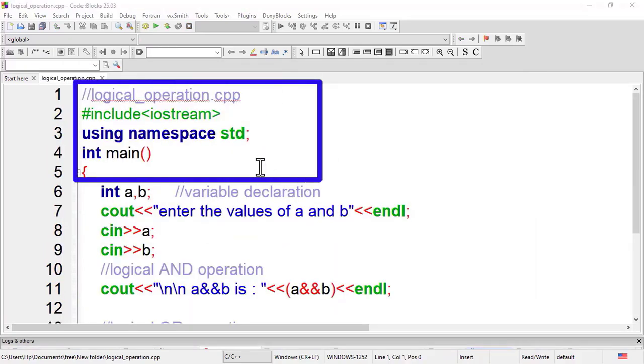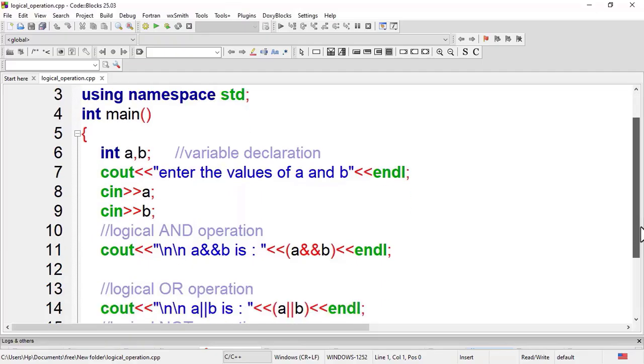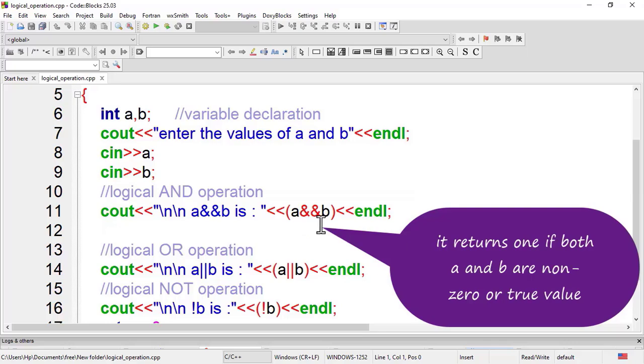Include iostream, using namespace std, int main, and next to this is variable declaration. cout: enter the values of a and b. So this will be displayed as it is. Then we accept input from the keyboard, cin a, cin b. So the first logical operation is the logical AND operation. a and b will be printed as it is. If both a and b are non-zero or true values, then it returns 1.